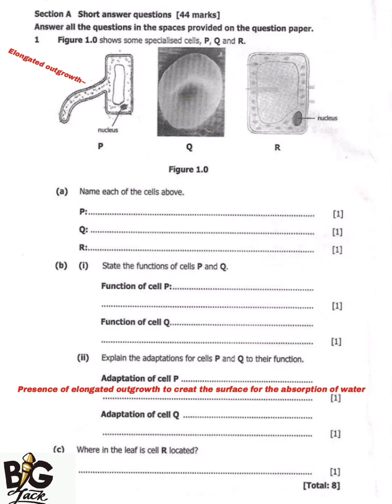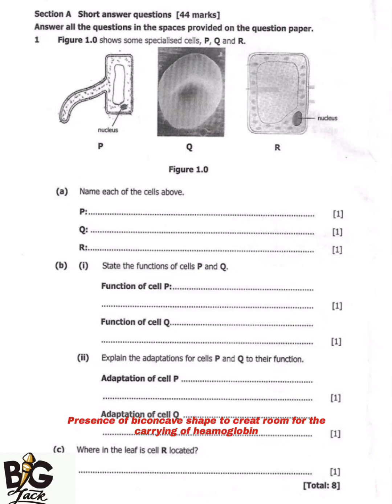Then as for cell Q, the red blood cell, it is biconcave in shape. The biconcave shape, which is this part here, creates more room for the carrying of hemoglobin. Now this hemoglobin attracts oxygen, or it traps oxygen from the air.